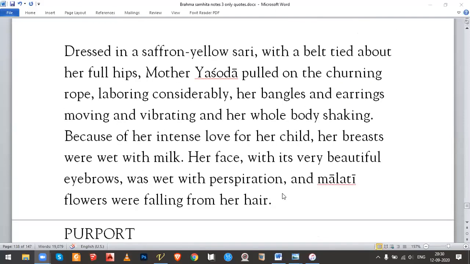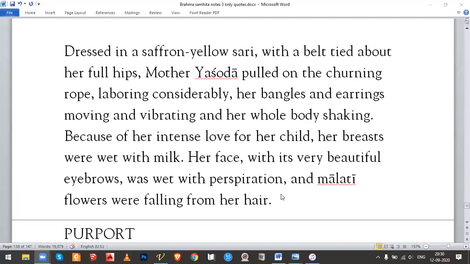Here is the translation of the shloka. Dressed in a saffron yellow sari, with a belt tied about her full hips, Mother Yashoda pulled on the churning rope, laboring considerably, her bangles and earrings moving and vibrating, and her whole body shaking. Because of her intense love for her child, her breasts were wet with milk. Her face, with its very beautiful eyebrows, was wet with perspiration, and malati flowers were falling from her hair.